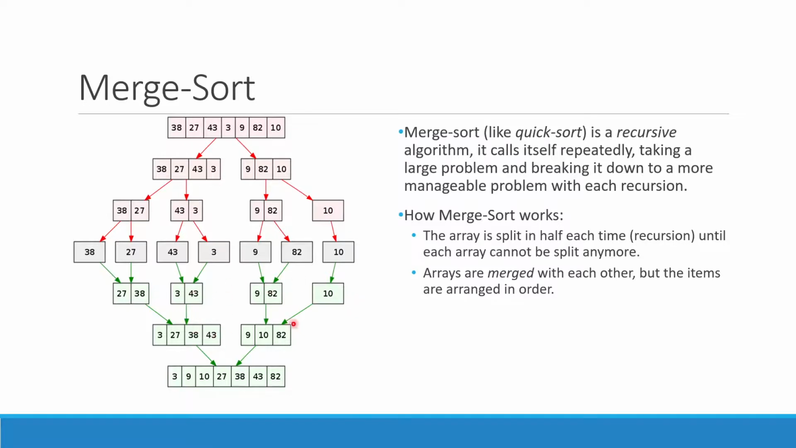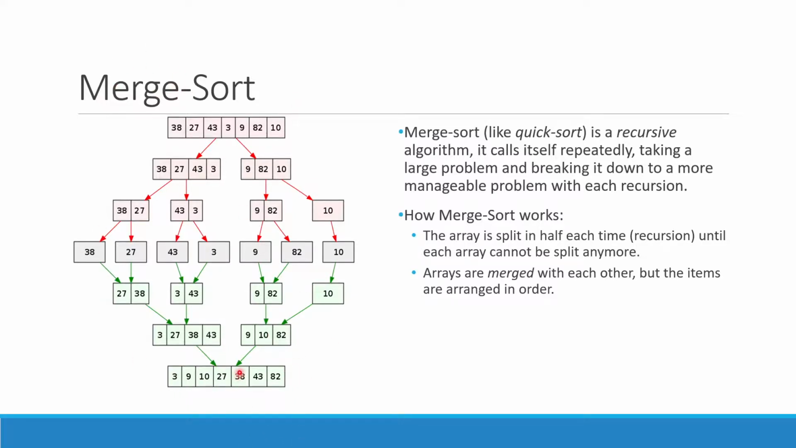A similar thing happens to the other half here. So we got 9 and 10. So because 9 is lower than 10, we would add 9 first. So we're left with 82 and 10. Because 10 is lower than 82, we add 10, then 82. Then these two subarrays are examined and then merged again. And this is where the merge of merge sorts comes from. This is the namesake per se.